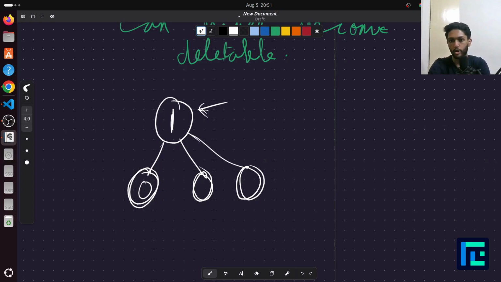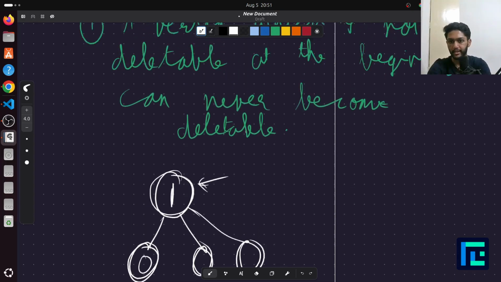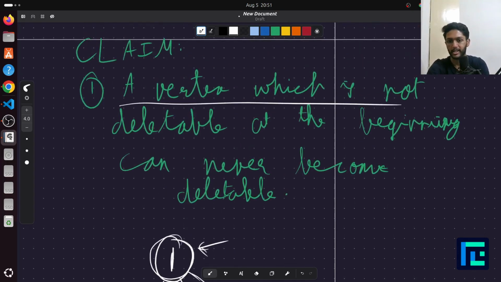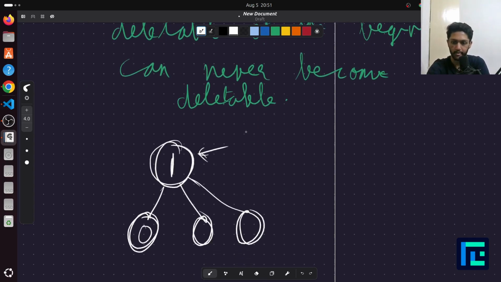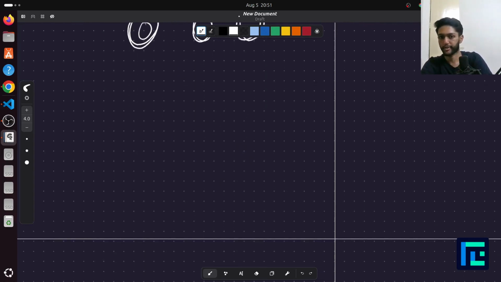Obviously, you can only delete once. So definitely you cannot delete this child which is 0. So definitely this 1 can never become deletable, because it will always have this 0 child. So you cannot really delete it. That's how we can prove that any vertex which is not deletable at the beginning can never become deletable after some operations either. Alright, so this is the first claim.